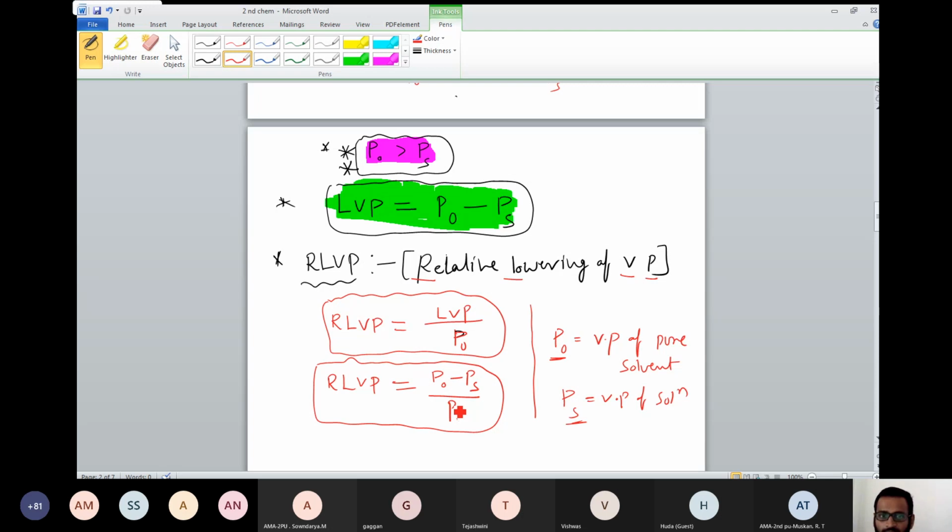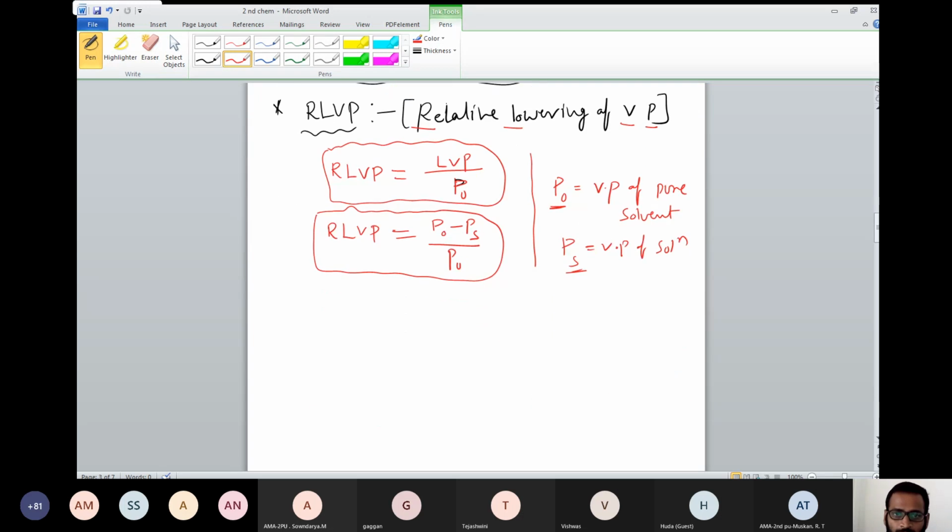Got it, everyone? So relative lowering of vapor pressure, you have an idea. What is relative lowering of vapor pressure, RLVP? It is the ratio of lowering of vapor pressure to the vapor pressure of pure solvent. So with respect to solvent only we will consider relative lowering of vapor pressure. That's why in the numerator, LVP means how much it decreased from the initial.